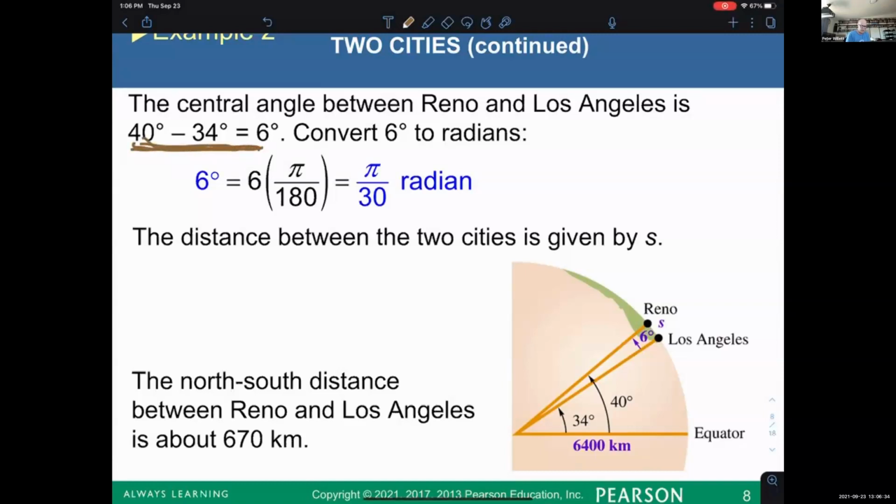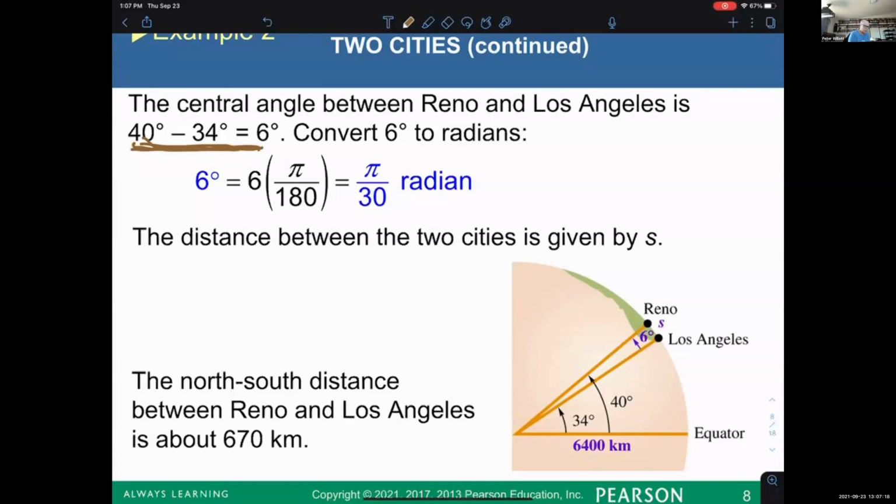And if we think about that 6 degrees, that's the theta between Los Angeles and Reno, and that forms that angle all the way down to the Earth's core. That creates a situation where we have a circle and we have an arc length. The travel distance along the arc on the surface of the Earth from Los Angeles to Reno, we can call S. And we can determine that length by multiplying the angular measurement in radians times the radius of the circle, to the edge of the Earth from the center.